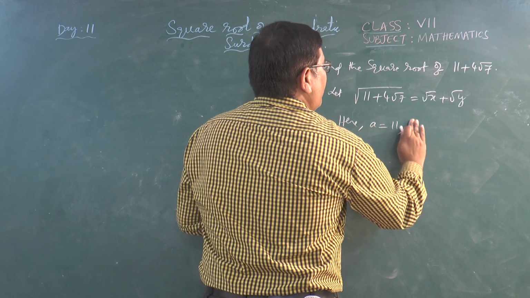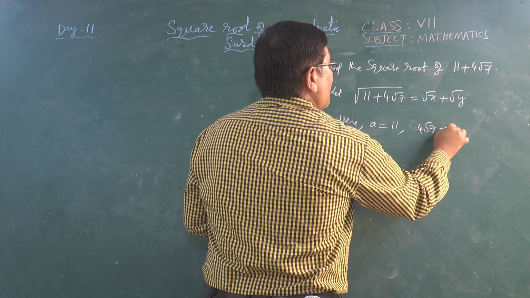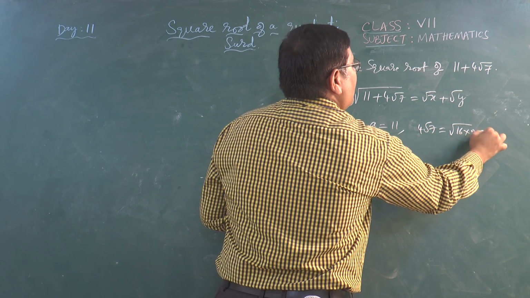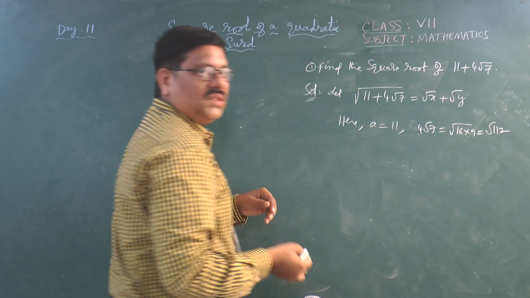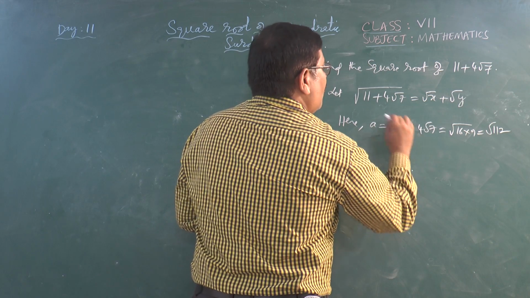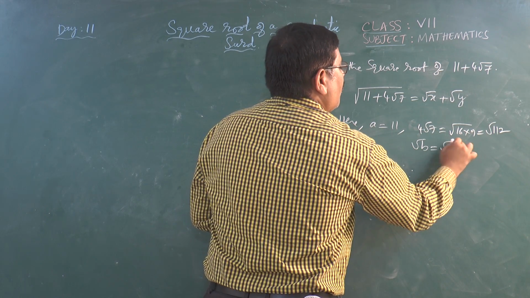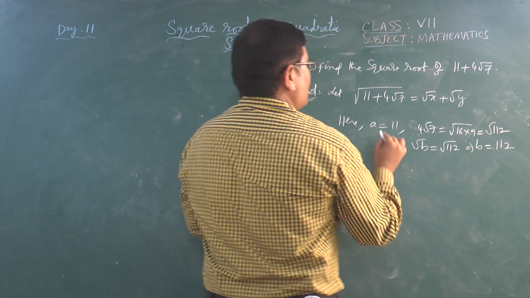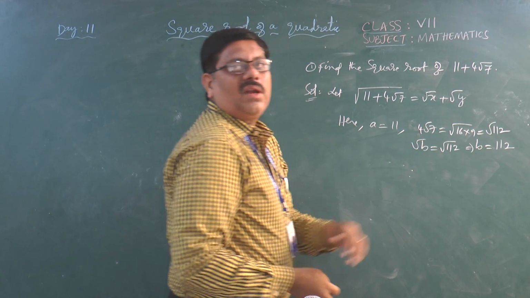4 root 7 can be written as root over 4 square times 7, that is 16 times 7, that is equal to root 112. That is the pure surd form of 4 root 7. Now that will be equal to root b. So root b is equal to root 112. It implies b is 112. So a is 11 and b is 112.